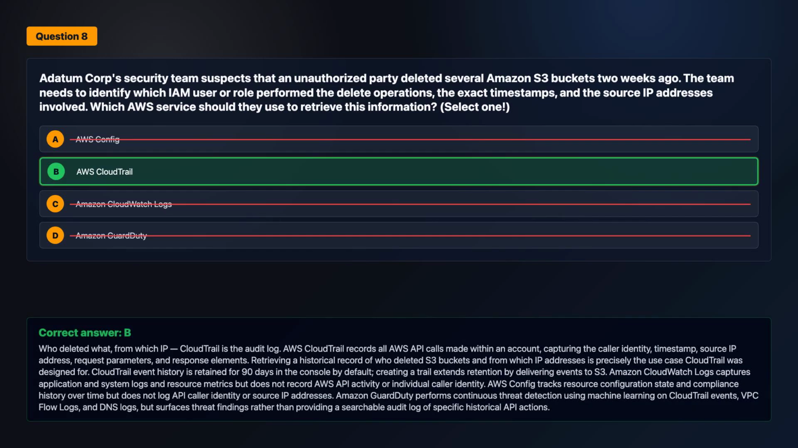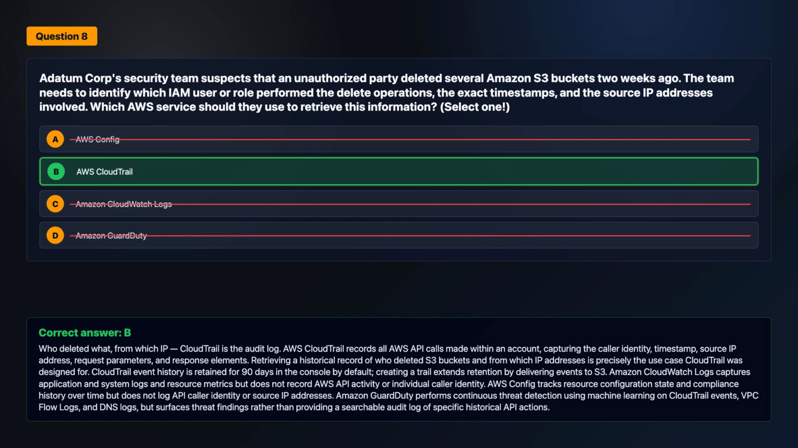The correct answer is option B. Who deleted what? From which IP? CloudTrail is the audit log. AWS CloudTrail records all AWS API calls made within an account, capturing the caller identity, timestamp, source IP address, request parameters, and response elements. Retrieving a historical record of who deleted S3 buckets and from which IP addresses is precisely the use case CloudTrail was designed for.